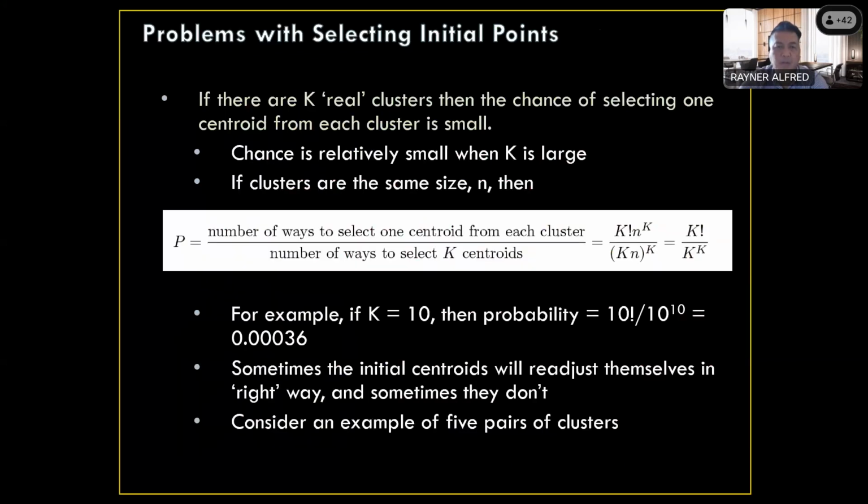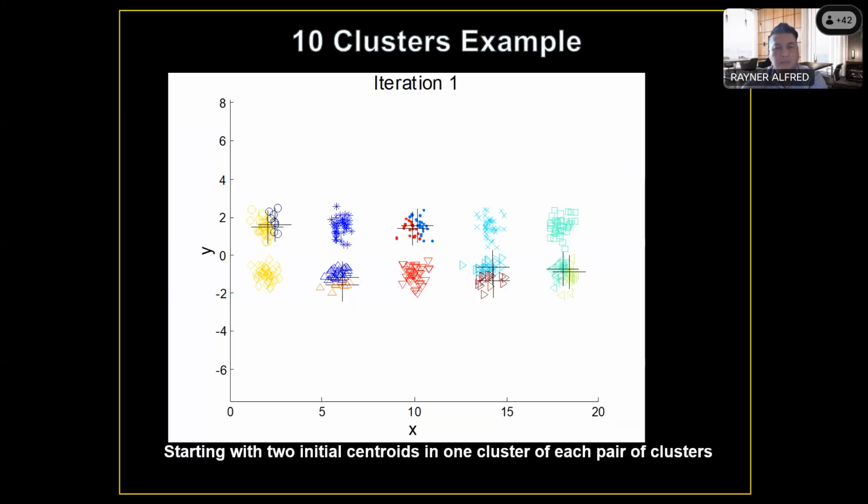Okay. So on this slide, they're saying that we are looking at the chances of us getting the best result. The probability is 0.0003 because they're looking at the number of ways to select one centroid from each cluster divided by the number of ways to select K centroids. So this is more about the probability of having a good result, which is 0.0036. So that's why you need to run a few times.